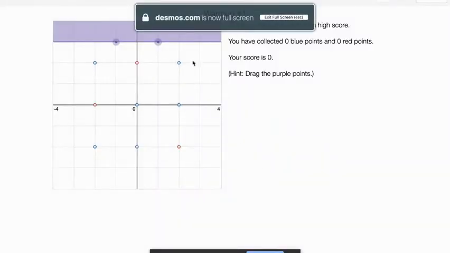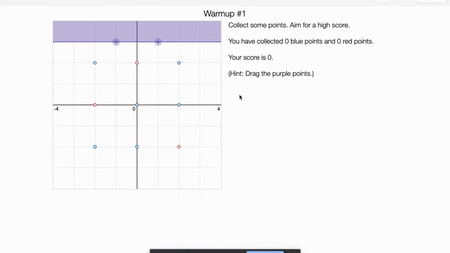Hey, good morning, everyone. So, when you're working at home, today is really going to be experimental. We're going to talk inequalities, specifically linear inequalities. So, you're going to be dealing with lines only. If I take a look here, it's saying collect the points, and you're trying to capture blue points, whereas red points are going to subtract from your score.